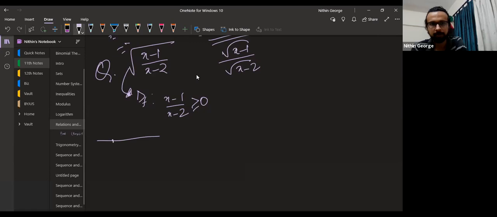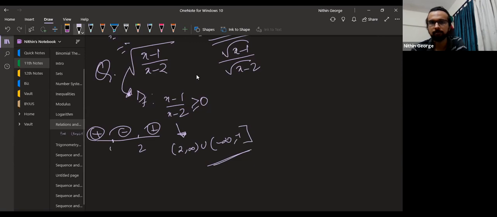Remember this. Minus 1, minus 2. We did the wavy curve method, right? It should be greater than or equal to 0. This will be plus, this negative, this will be positive, which means x moves from 2 to infinity or minus infinity to minus 1 included. Okay. Now here, the domain of g will be what?